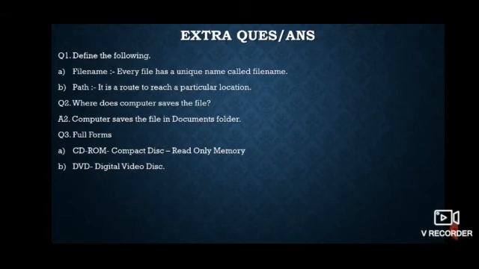Some extra question answers. Define the following. A. File name. Every file has a unique name called file name. B. Path. It is a route to reach a particular location. Question number 2. Where does the computer save the file? Answer is, the computer saves the file in the documents folder. Question number 3. Full forms. CD-ROM and DVD. CD-ROM is compact disc read-only memory and DVD is digital video disc.